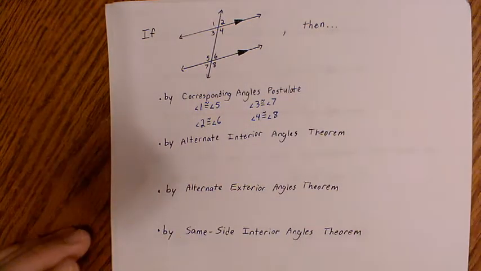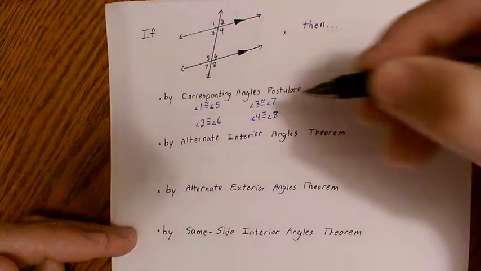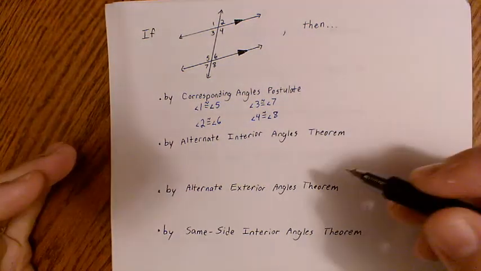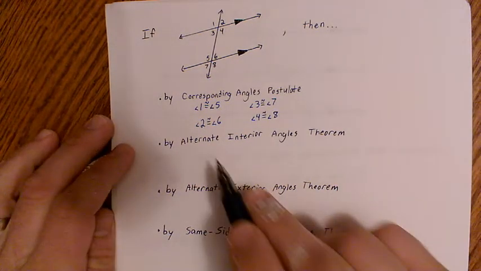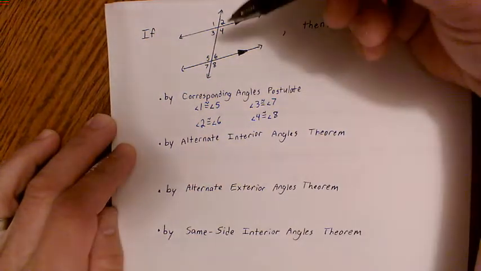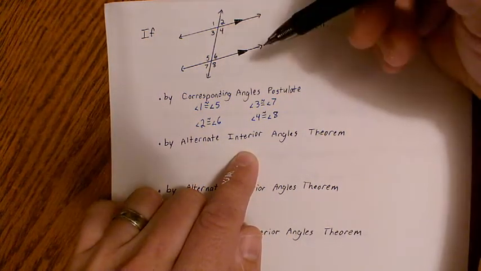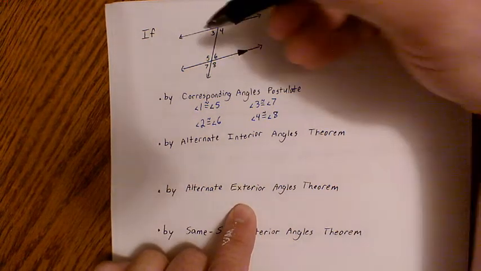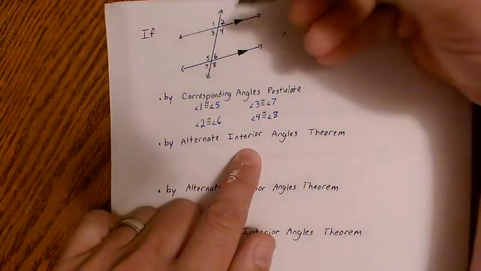Alright, now by alternate interior angles theorem, by the way, these three are theorems because they're based off of this original postulate if you were doing the proofs, which we are not covering in this video. Alternate interior angles, the interior angles first of all would be 3, 4, 5, and 6. The exterior angles, which we'll see in a moment, would be 1, 2, 7, and 8. So, back to alternate interior.